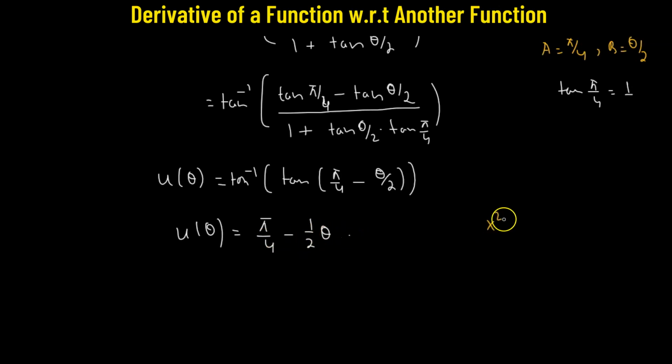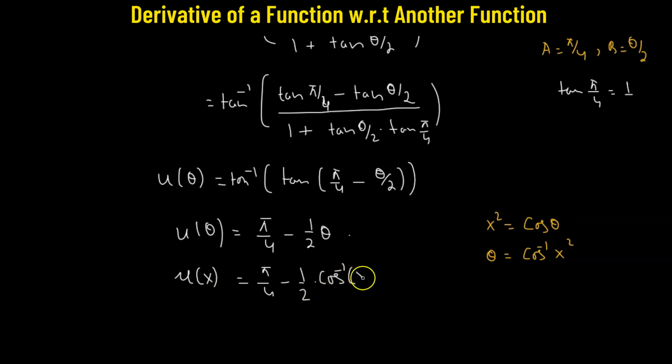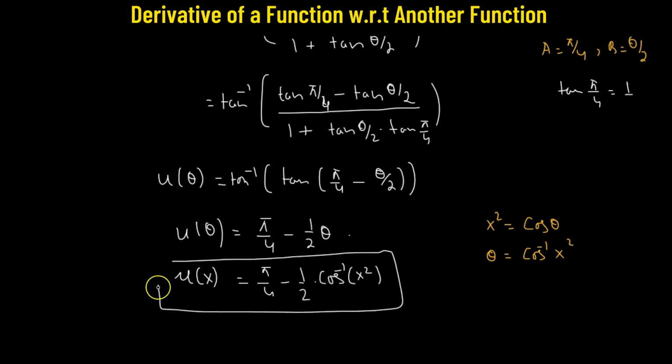So we started with the assumption that x squared is equal to cosine of theta. That means theta will be equal to inverse cosine of x squared. So in place of theta, we can replace it with the cosine inverse of x squared, and then we will get u in terms of x: pi over 4 minus half times cosine inverse of x squared. So this is the reduced form of u of x.